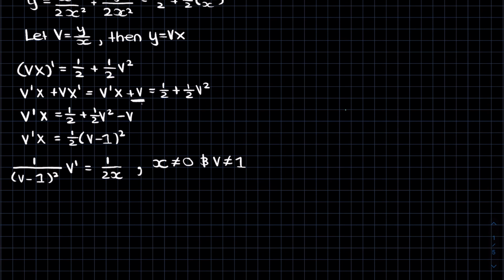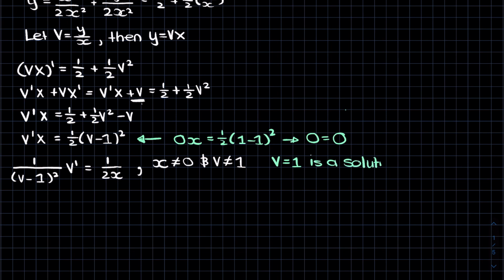But we can see that if v equals 1, then in this part here, the derivative of v will go to 0. So we'll actually end up with 0 times x equals a half, and v is 1, so we get 1 minus 1 squared. And this just gives us 0 equals 0, which is the identity. And therefore, v equals 1 is actually a solution. So v equals 1 is a solution. So we'll keep that in mind for the end.